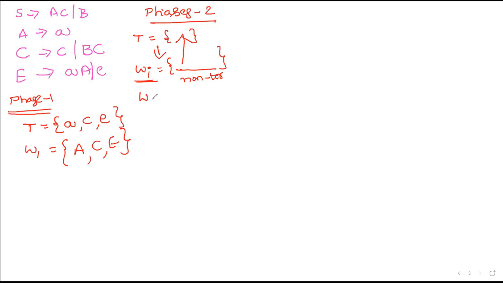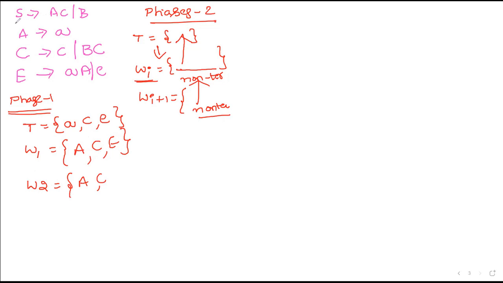Now, what is Wi plus 1 in the next step? Again, you have to write down the non-terminals that derive these non-terminals. For example, W2. So, A, C, both are present. Whatever is present in W1 is compulsorily present in W2. This AC, AC is derived from S.